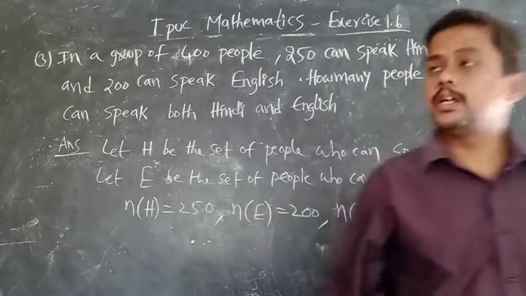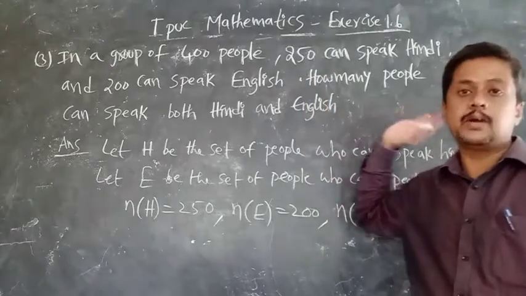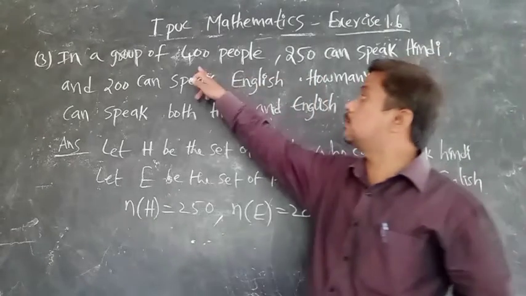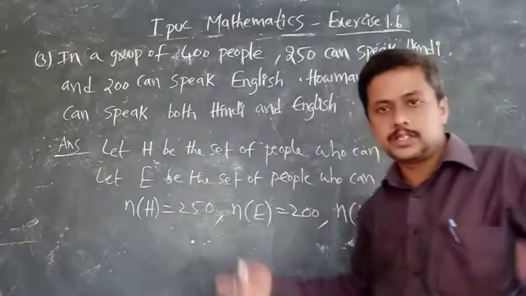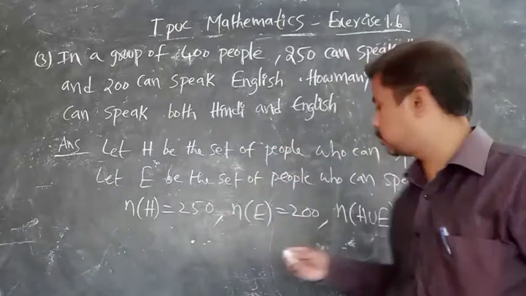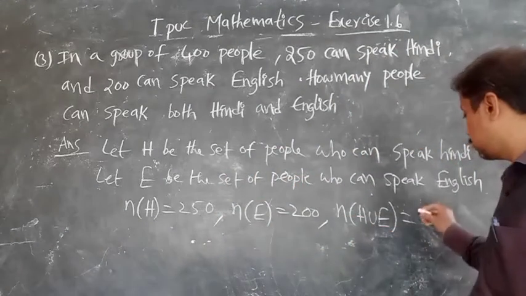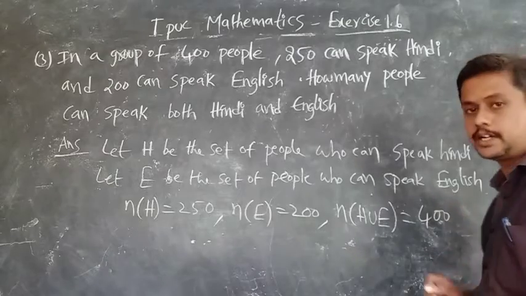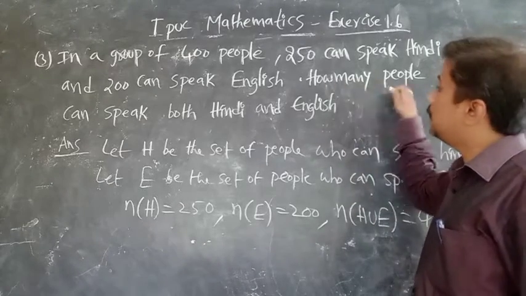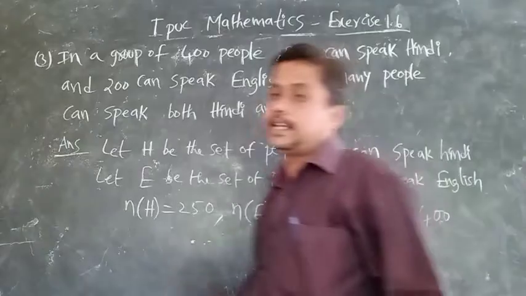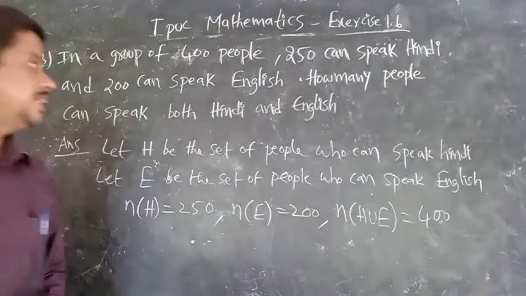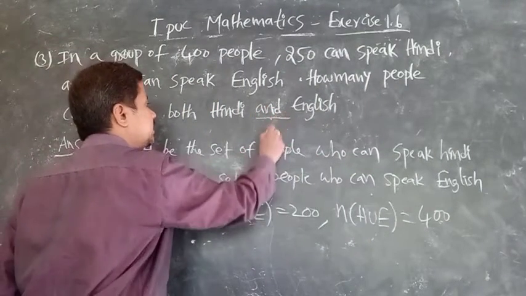Here that is not given directly, but you have to understand: in a group of 400 people, this is called the union. So N of H union E is equal to 400. You have to write 400. And how many people can speak both Hindi and English? The word 'and' represents the intersection.